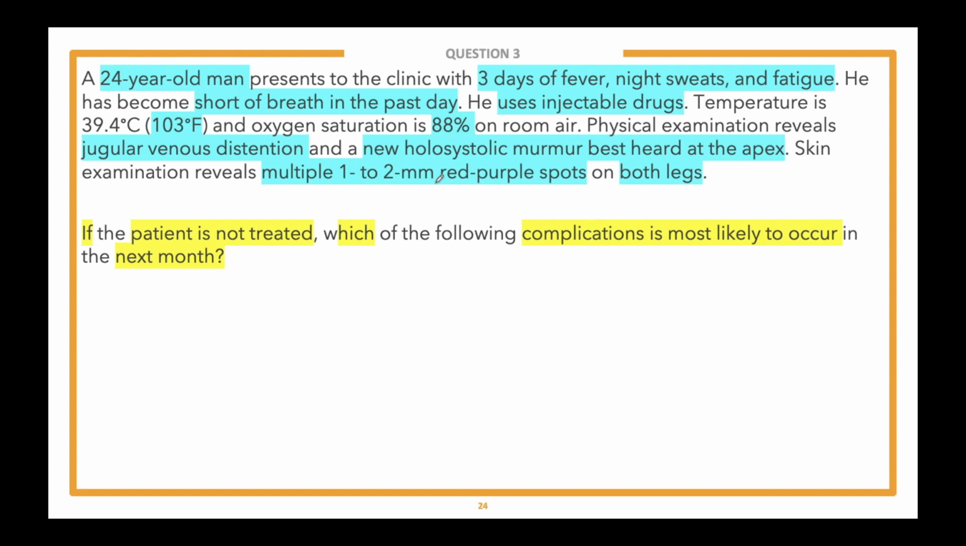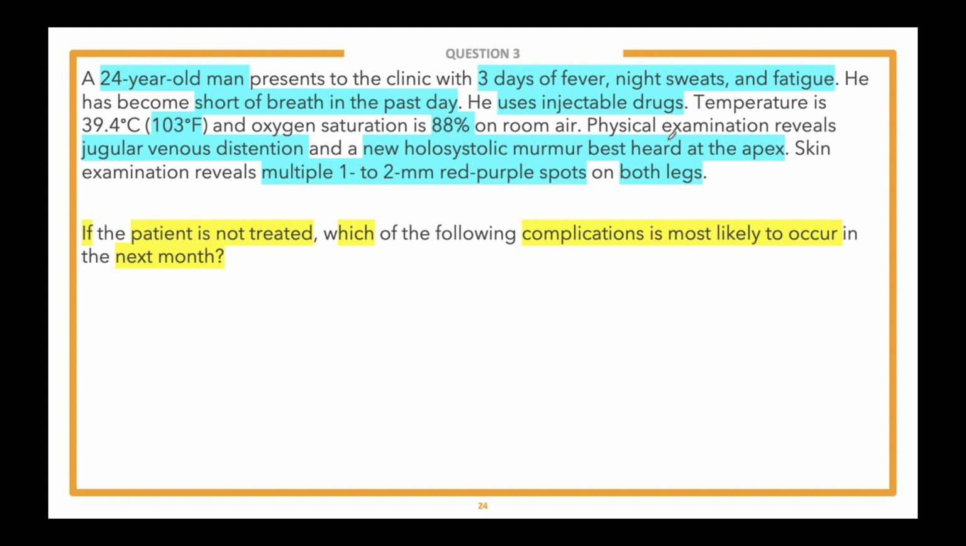So what is this question asking us? Well, it's saying, if the patient is not treated, which complication is most likely to occur in the next month? So there's an additional layer there as well. How many steps is this question? Well, 1, I think we need to figure out what's going on with this patient. 2, what complications could arise if the patient's not treated. And then maybe 3, figure out which is most likely to occur in the next month. So they added that extra wrinkle there, so it's important to make note of that and highlight that, okay? So at least 2 steps, maybe 3 if we're taking that time frame into consideration as well.